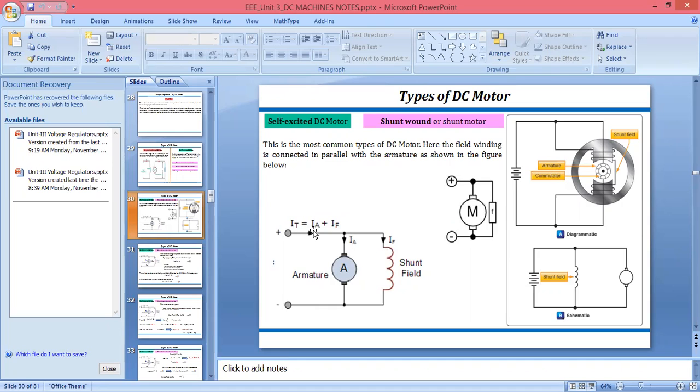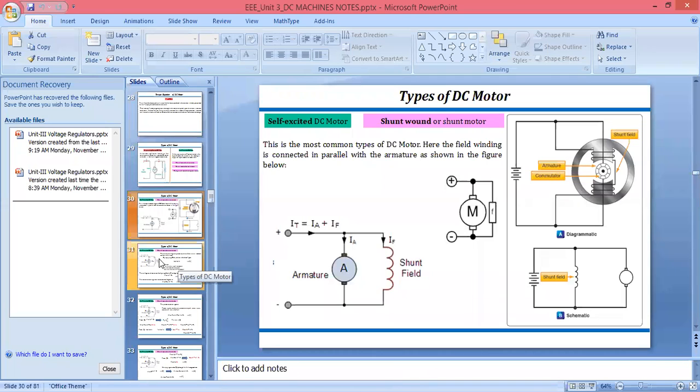So when we give the main power supply to that DC motor, some amount of current will flow through the armature and some amount of current will flow through the field winding. We call that field winding a shunt field winding because it is in parallel with the armature winding. So the total current will be the addition of the armature current and the current flowing through the field winding. So I have taken IT equal to Ia plus If.